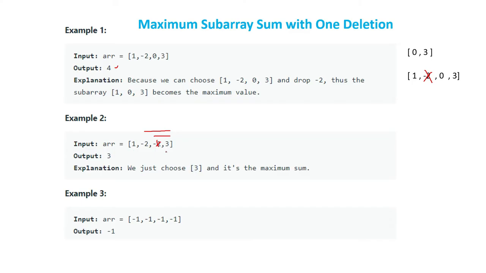If you take the whole array, then 3, minus 2, 1, and if you delete one value, suppose minus 2, then it will become 3 and 1, then it will be 4. Which is less than the desired result. So in this case the maximum will be 3. Here minus 1, minus 1, minus 1, obviously the result will be minus 1.